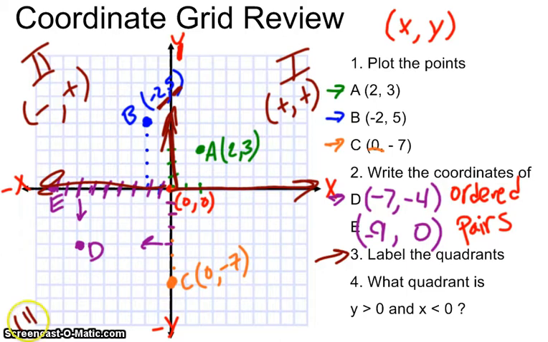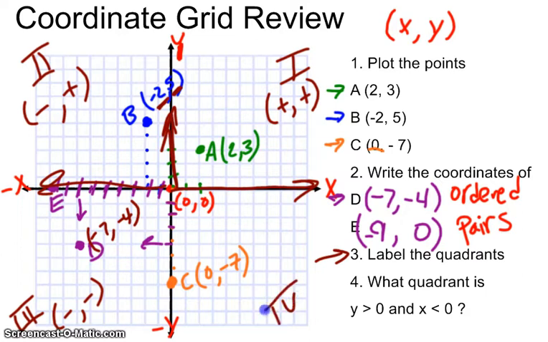Going around counterclockwise, we've got quadrant 3. Quadrant 3 has both a negative x coordinate and a negative y coordinate. Kind of like D. D we said was -7, comma -4. It's in quadrant 3. Both the x and the y values are negative. And lastly, coming around the circle, we have quadrant 4, where the x values are positive and the y values are negative. We didn't have any points in quadrant 4, but if we did, it would have a positive x value and a negative y value.